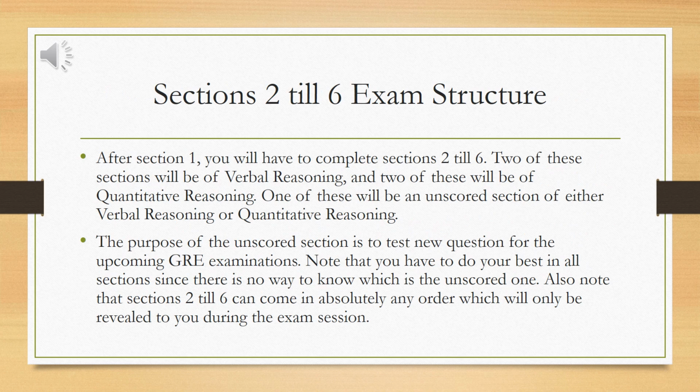After Section 1, you will have to complete Sections 2 till 6. 2 of these sections will be of verbal reasoning, and 2 of these will be of quantitative reasoning. One of these will be an unscored section of either verbal reasoning or quantitative reasoning. The purpose of the unscored section is to test new questions for the upcoming GRE examinations.